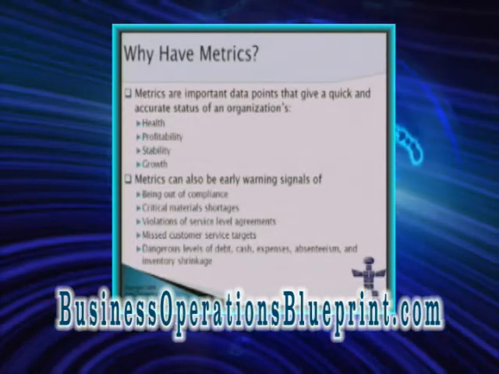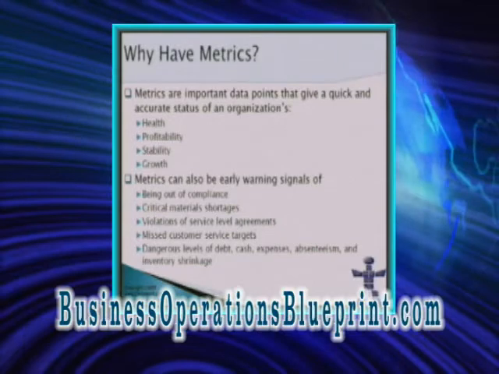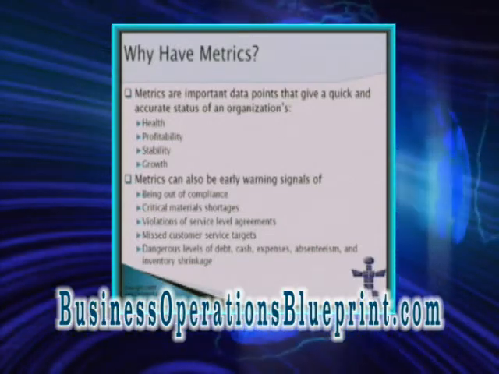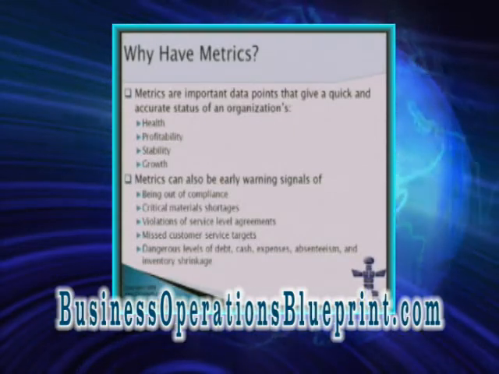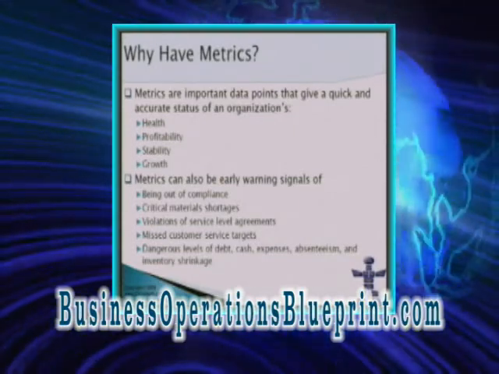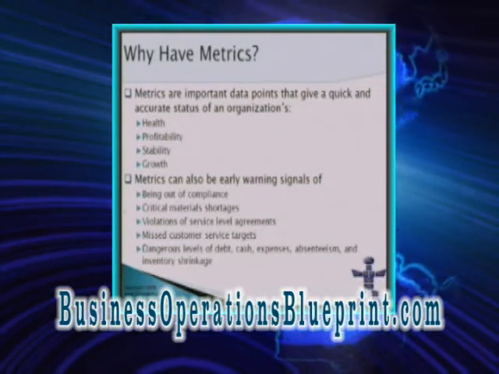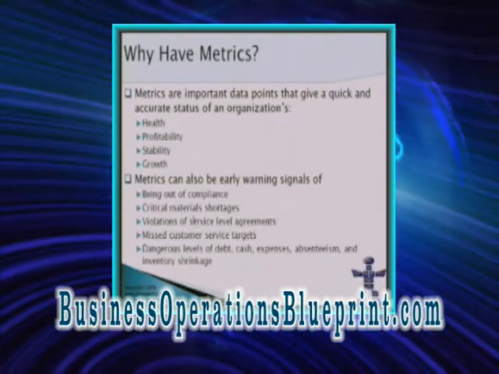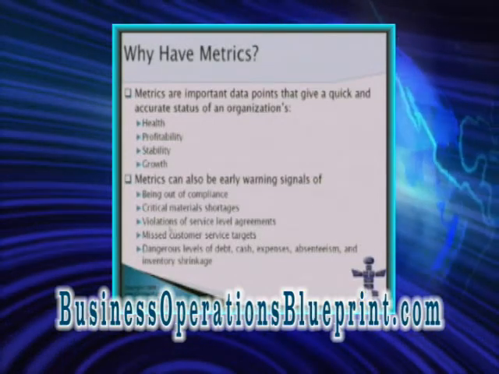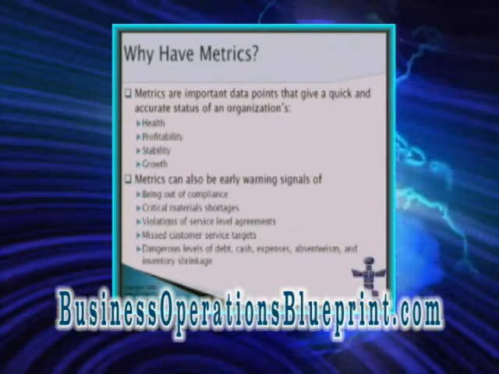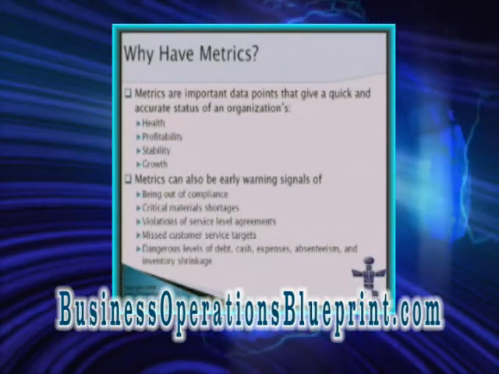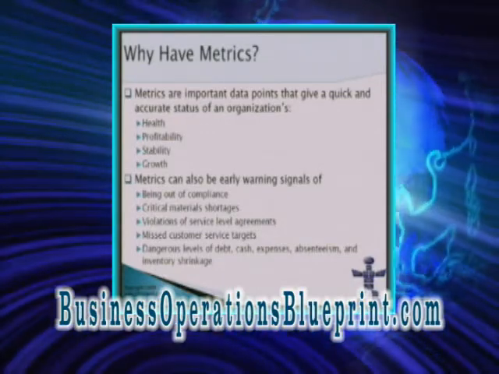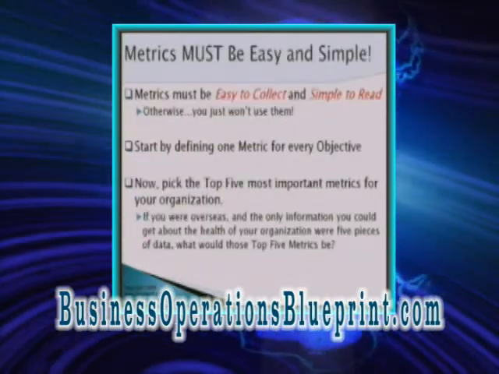Metrics can let you know, like, oh my gosh, we're about to be out of a critical material that we have in our production. It can let you know if you're in violation of a service level agreement. We may have targets for customer service, and these metrics can show us if we're missing those. It can show us when we're getting into dangerous levels of debt, cash, expenses, absenteeism, and inventory shrinkage. As I'm going through all these, you're probably having some more bells go off, like, boy, I can think of a metric I'd like to monitor this or that.